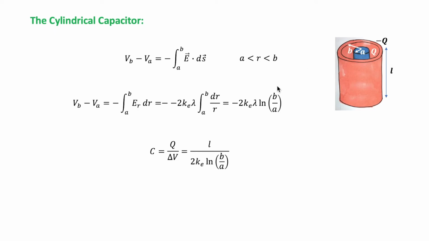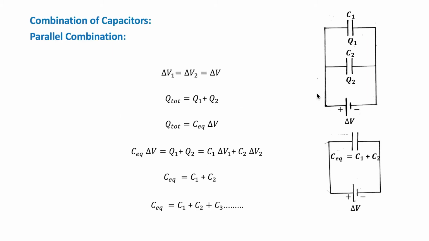So this will give us this expression. So we substitute for E(r) and we get this expression for the potential difference. And since lambda is equal to Q over L, when we substitute for C, we get this expression. Okay? So we will now consider combination of capacitors.